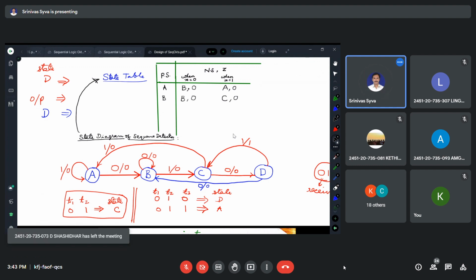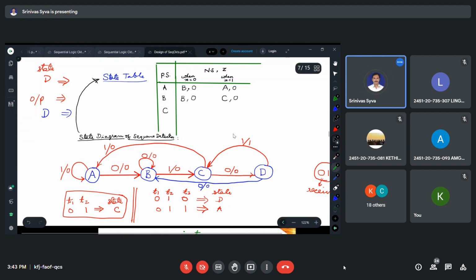Now, if the present state is C, if we receive 0, in the same manner we can enter. If we receive 0, next state will be D, right? Next state will be D.